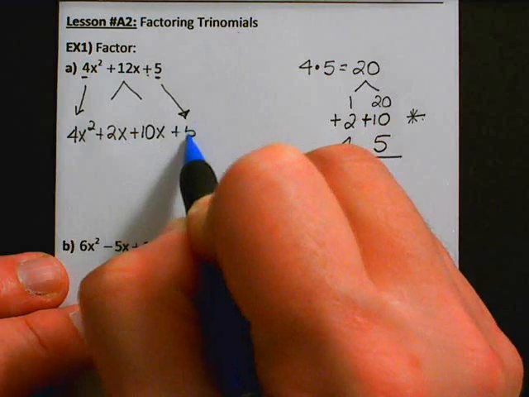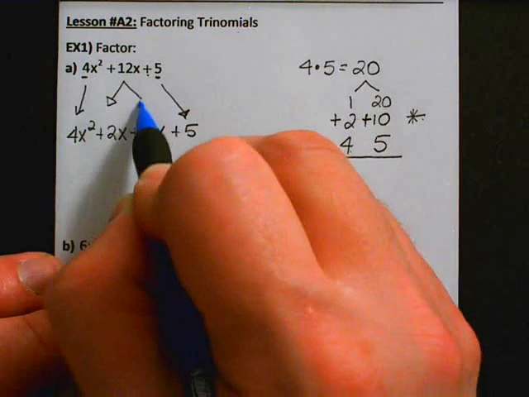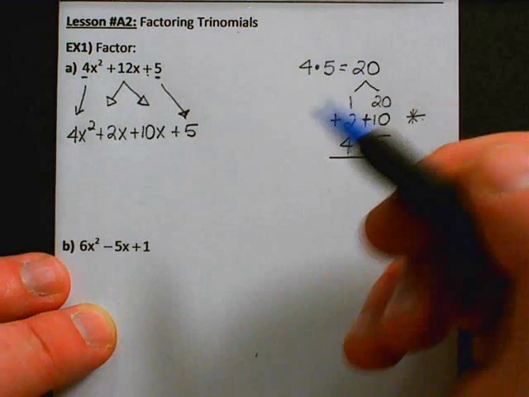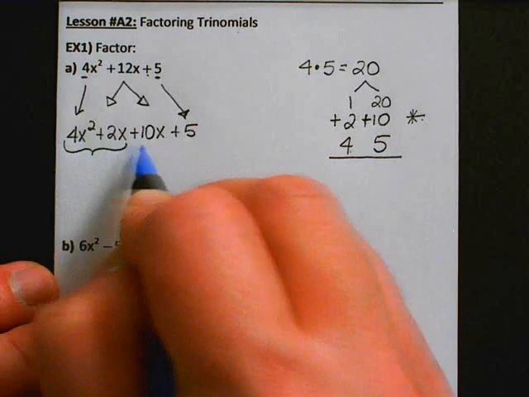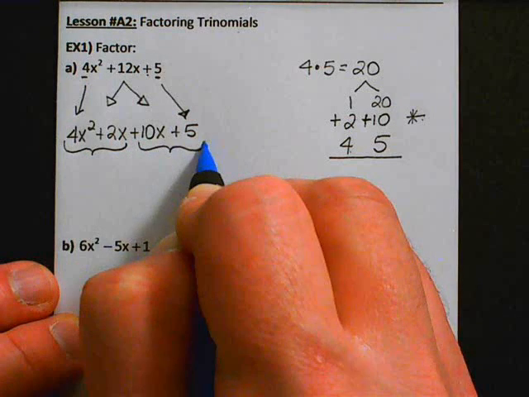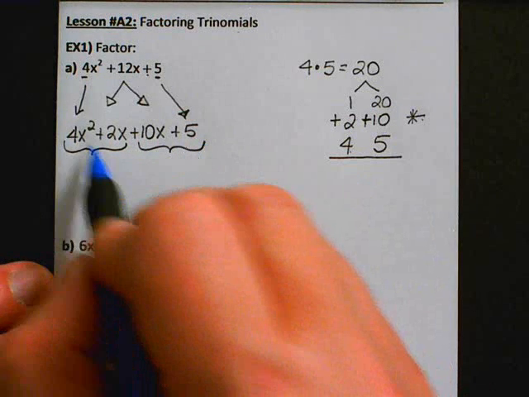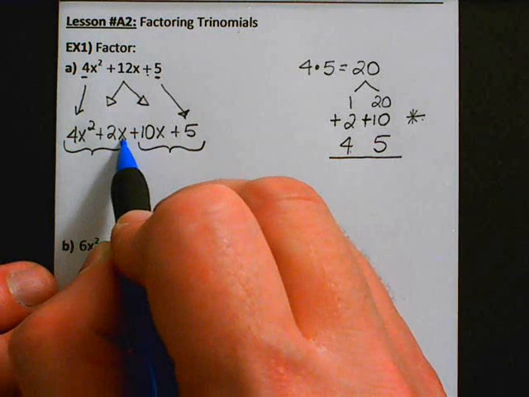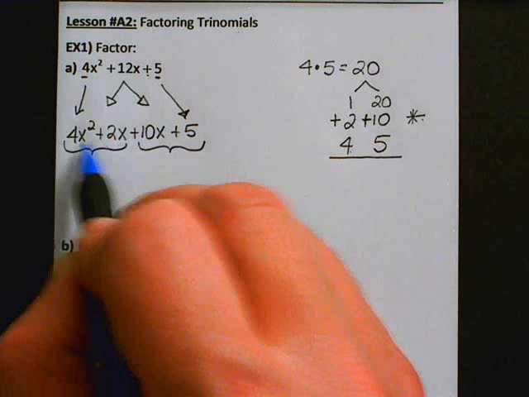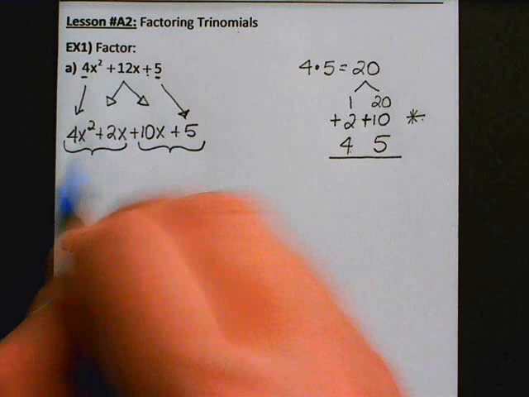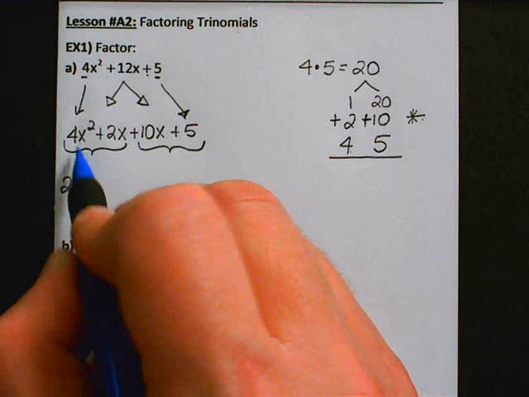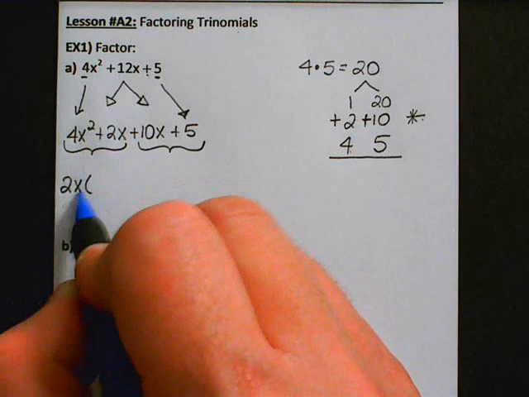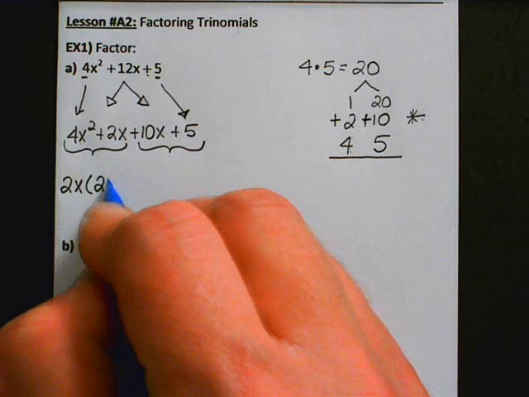Once you have that, now we're going to group them. And we ask ourselves, one number, what can I factor from the first two? Well, I can factor out a 2x. And if I factor out a 2x, 4x squared divided by 2x is 2x. And 2x divided by 2x is 1.